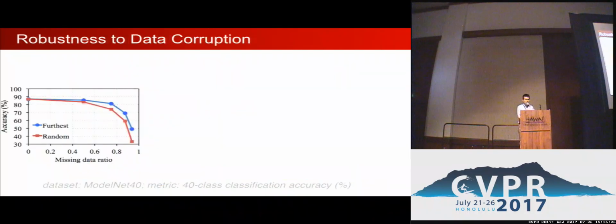We also show that our PointNet is very robust to data corruption. In point clouds, you know that usually there are a lot of missing points in the data. You cannot get the points uniformly well everywhere and densely everywhere.